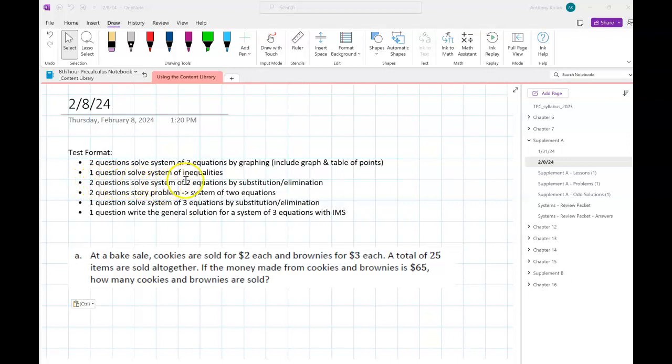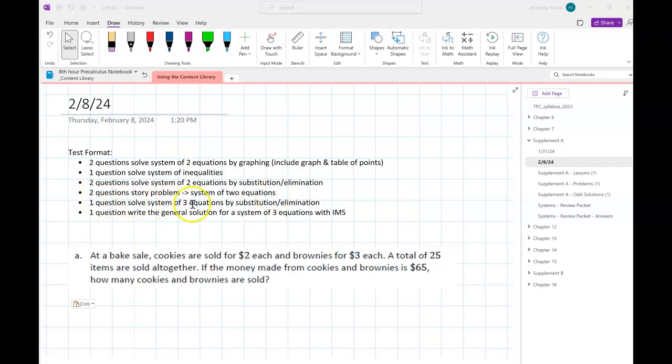2 questions where I ask you to solve the system of 2 equations by substitution or elimination. Your choice. You can mix and match, either or, both, one, doesn't matter. 2 questions where I give you a story problem and ask you to form a system of 2 equations and then solve the system.